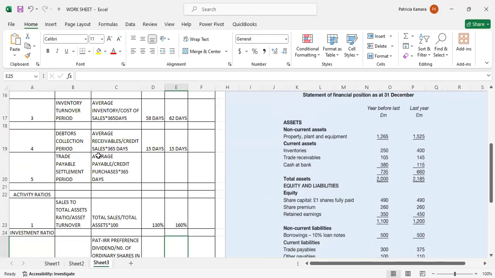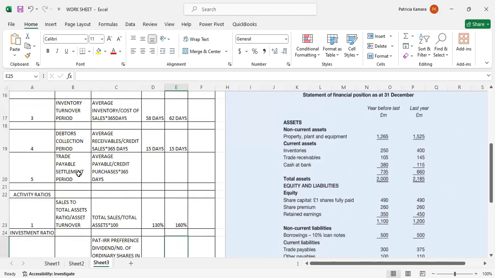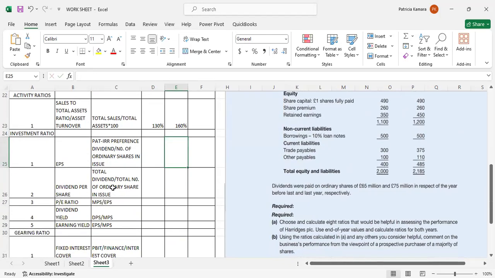Under activity ratios, you can also calculate inventory turnover, debtors collection period, or trade payable settlement period. So these ratios can also be found under activity ratios. Just in case you are told to calculate maybe 3 or 4 different types of activity ratios, you can place them here. But because we've already done the calculations, I'm not going to repeat them over here under liquidity ratios.